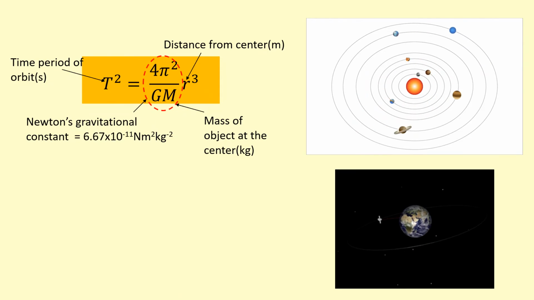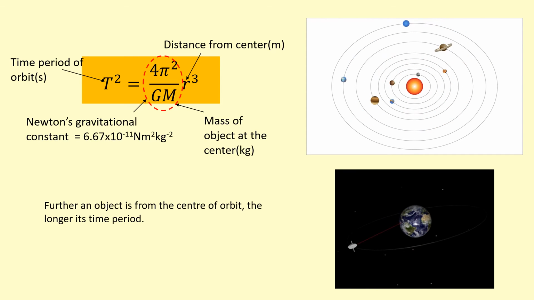So this equation tells us that the further an object is from the center, the longer the time period. You can see here Neptune is much further than the Earth from the center of our solar system, so it takes a longer time period to do an orbit.